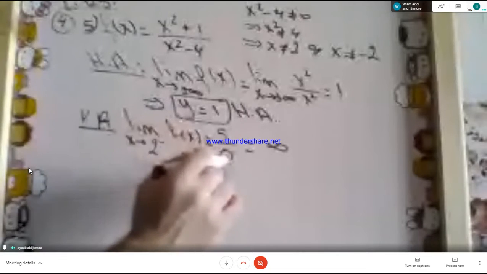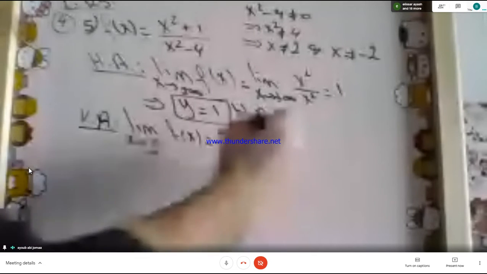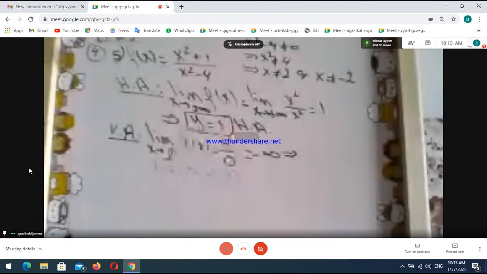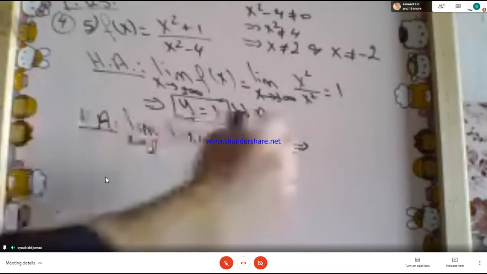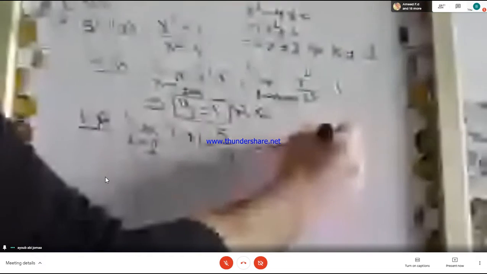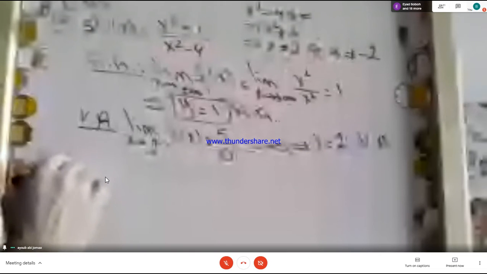Now positive divided by negative is negative. So what can we deduce here? The line x equals 2 is a vertical asymptote. Good.